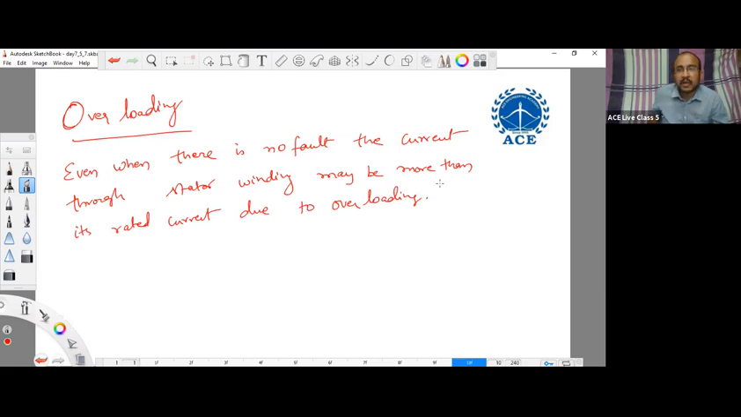Now, how do you protect the alternator from overloading? What is the effect of overloading? Whenever the current is more than its rated current, what about the heat generated by the conductor? That is I square R. So excessive heat generation will take place, and overheating of the winding will result.